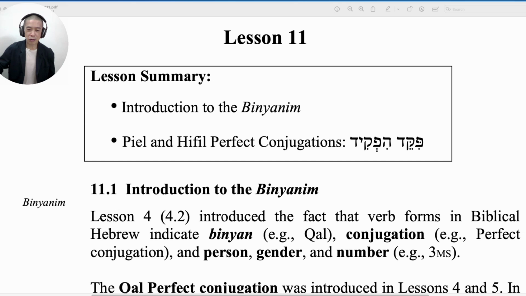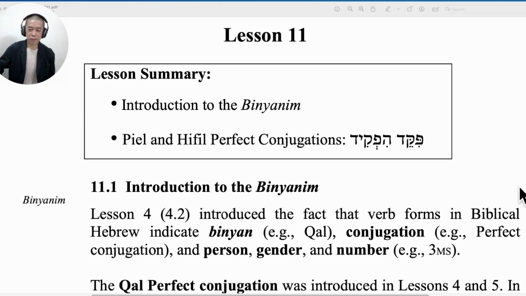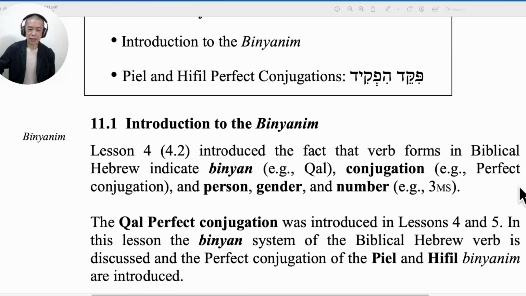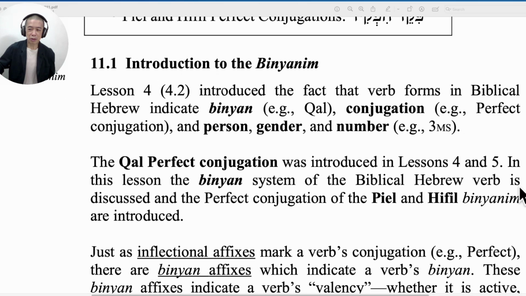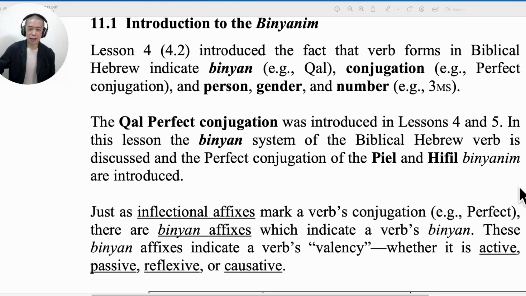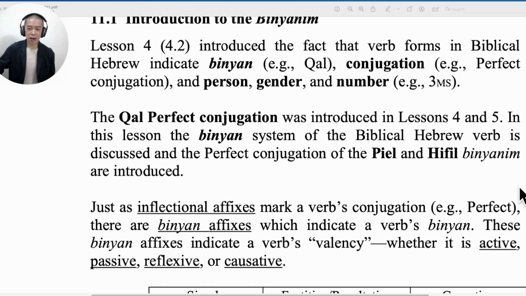Previously, we've introduced the fact that the verb forms in Biblical Hebrew indicate binyan, for example, Qal, binyan, conjugation, and person, gender, and number. The Qal perfect conjugation was previously introduced in lessons 4 and 5. In this lesson, the binyan system of the Biblical Hebrew verb is discussed, and the perfect conjugation of the Piel and Hifil binyanim are introduced.